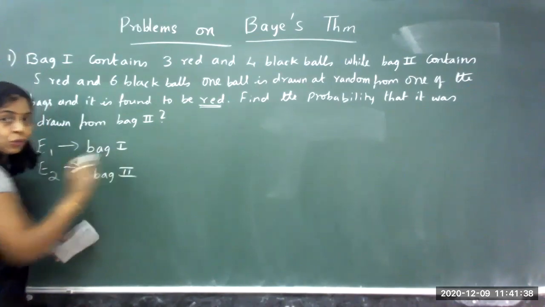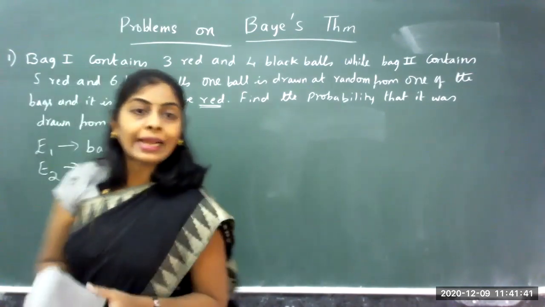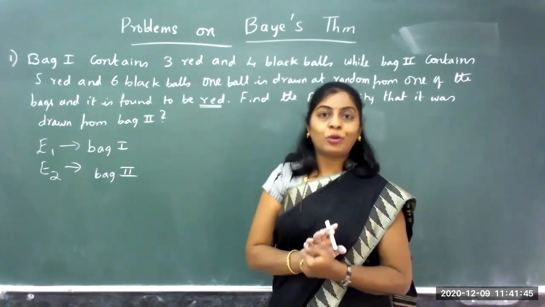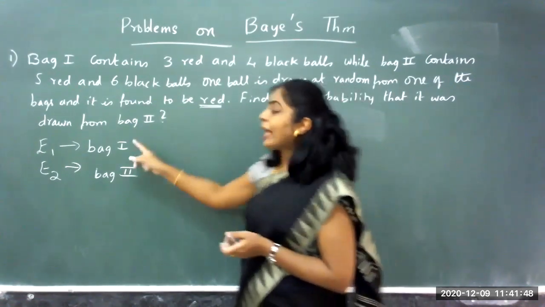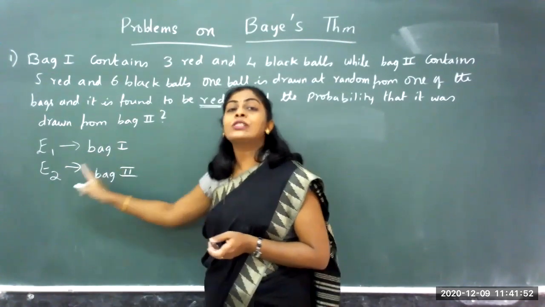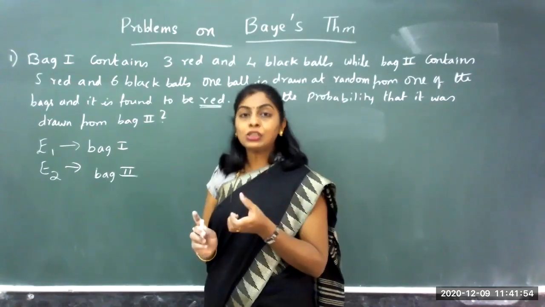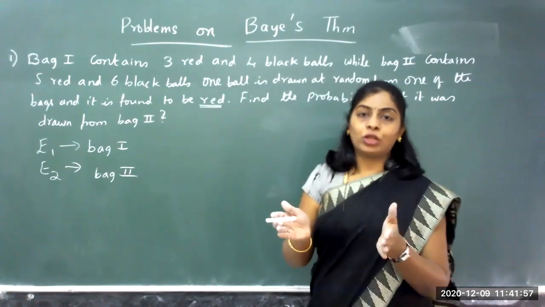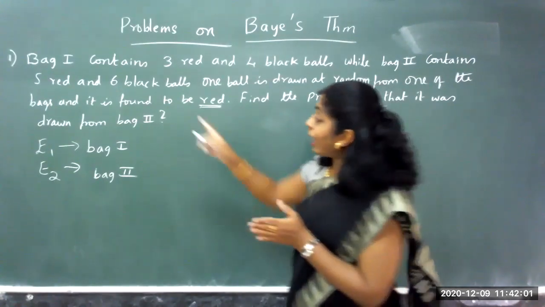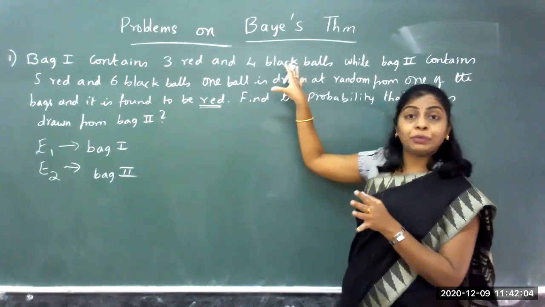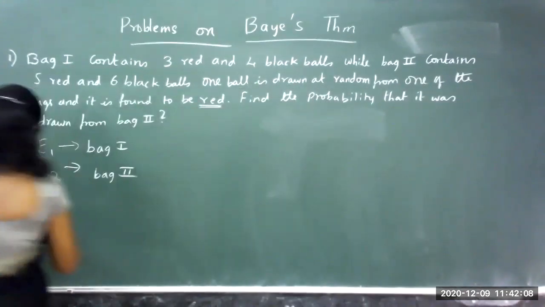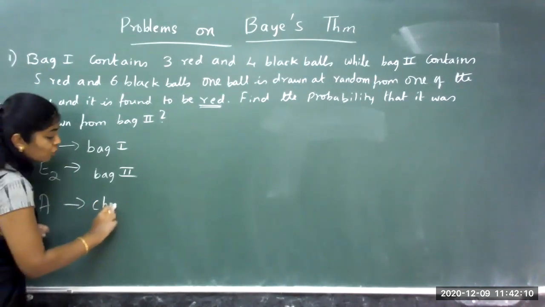So the two events that have occurred in this random experiment are two bags, bag 1 and bag 2. Bag 1 is the first event E1 and bag 2 is the next event E2. In these two bags, there is a set of balls of both red and black color. But the other event that has occurred in this experiment is to be found to be red. So I will say event A is nothing but choosing a red ball.